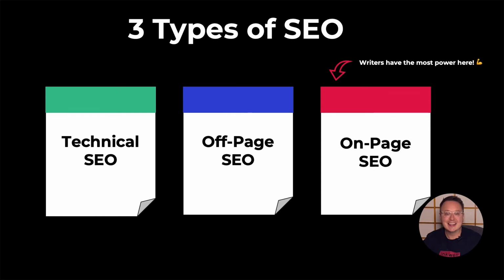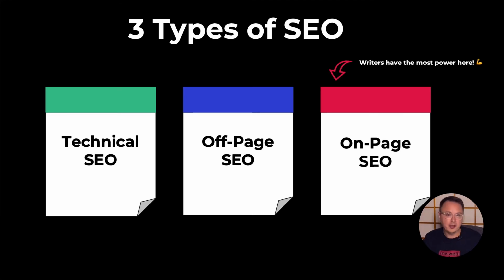Let's begin. In my last video, I mentioned that Google has over 200 different ranking factors it uses to grade content. And these factors can largely be separated into three groups. You have technical SEO, off-page SEO, and on-page SEO. For writers and content creators, that last category is definitely where you're going to have the most influence and impact. But it's important to understand how all three types of SEO work together, because you really do need all three if you want to succeed at search engine optimization.